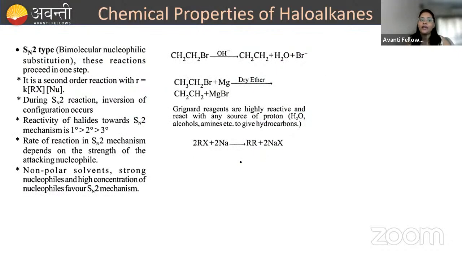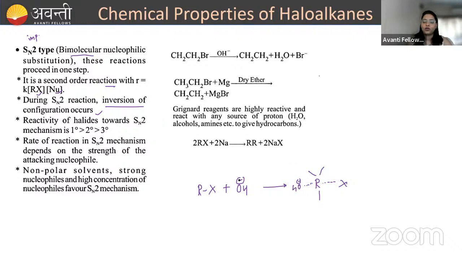SN2 type. In SN2, it is known as what? Bimolecular nucleophilic substitution reaction. These reactions, SN1 and SN2, are very, very important. It is a second order reaction. Here, the rate of the reaction depends upon both the reactant molecule as well as the incoming nucleophile. During the SN2 reaction, inversion of configuration takes place. What is the meaning of inversion of configuration? When RX reacts with the incoming nucleophile OH minus, breaking of bond as well as making of bond takes place simultaneously.